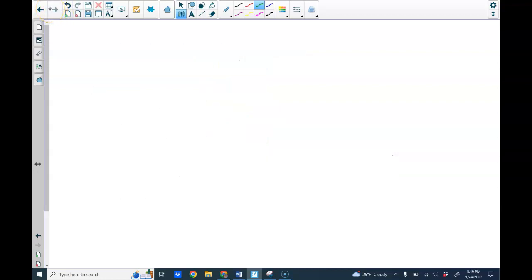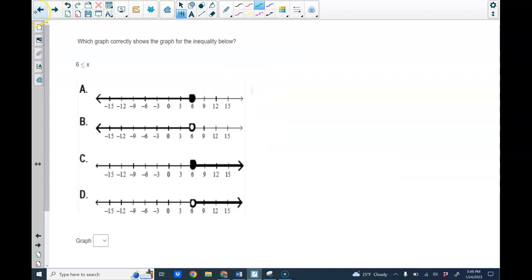All right, last one. Which graph correctly shows the graph for the inequality below? So 6 is less than or equal to x. Ooh, so this one's going to be kind of tricky here, because remember, we can write an inequality 2 ways. We can say 4 is less than 5, or we could say 5 is greater than 4. And usually it's kind of trickier when that number comes first. Well, at least for my brain it is. So 6 is less than or equal to x.